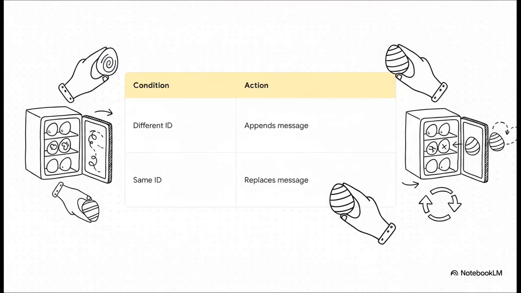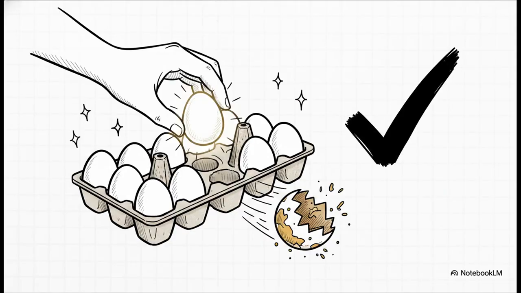So here's the rule the reducer follows. If you hand it an egg, a message with a brand new ID, the reducer just appends it. It puts a new egg in the fridge. But if you hand the reducer an egg that has the exact same ID as one that is already sitting in the fridge, the reducer does something totally different. It takes the old egg out, tosses it, and replaces it with your new one, a complete swap. And that right there is exactly why keeping that identical message ID was our secret trick just a minute ago. By passing the same ID, the reducer replaces the AI's bad query with our awesome one.